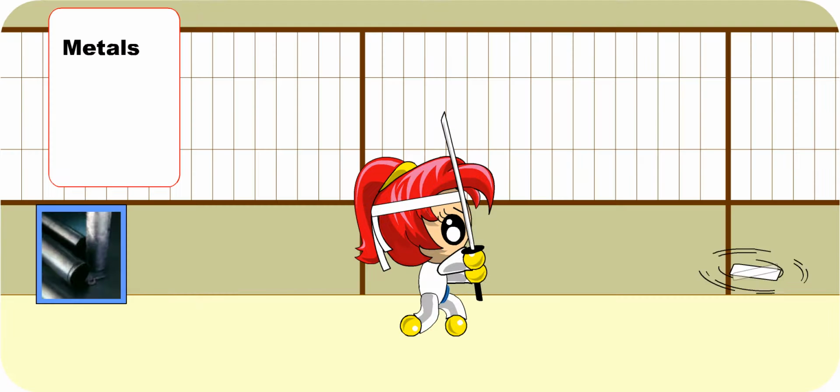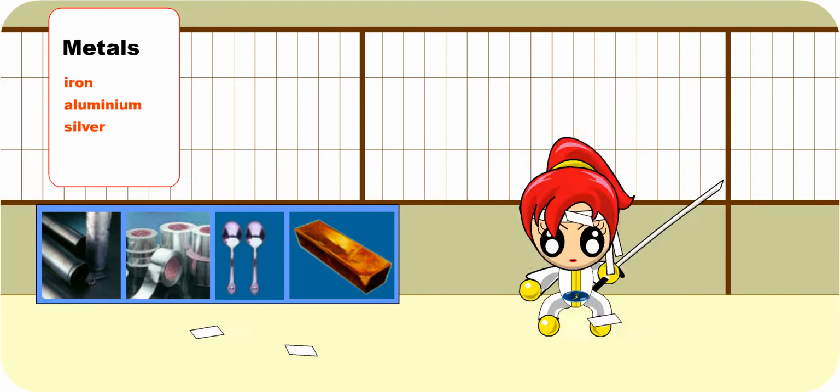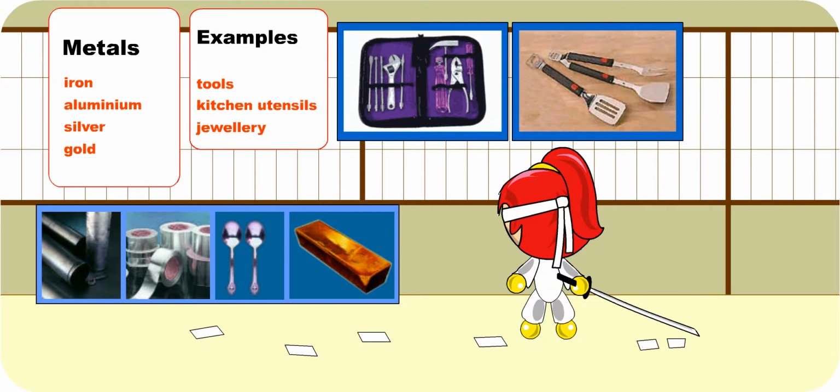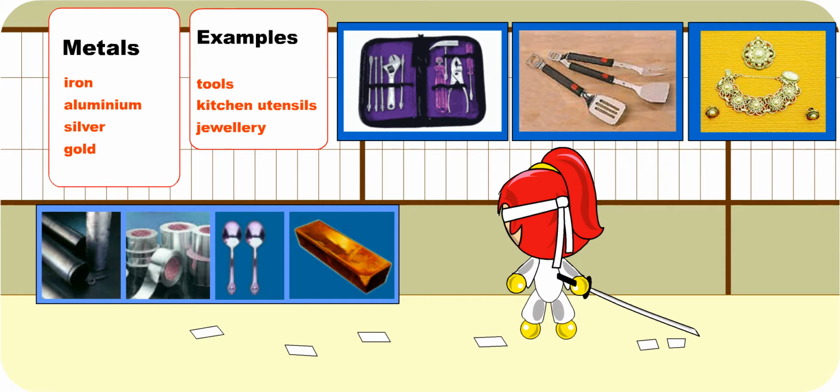Metals such as iron, aluminum, silver, and gold are mined from the ground. Metals are used to make many useful tools, kitchen utensils, and even jewelry. Now I can see that metals also come from a natural source.